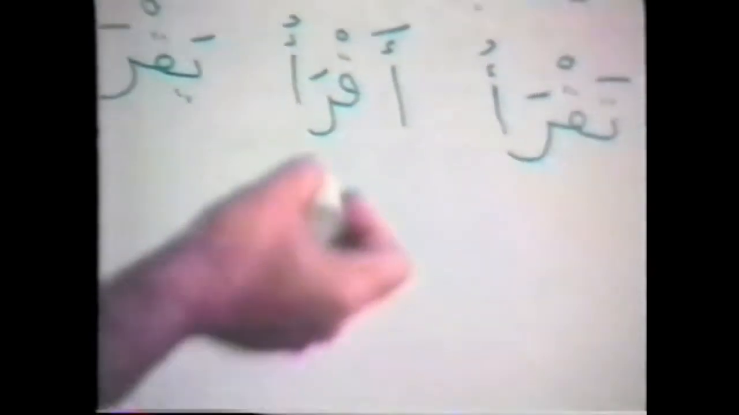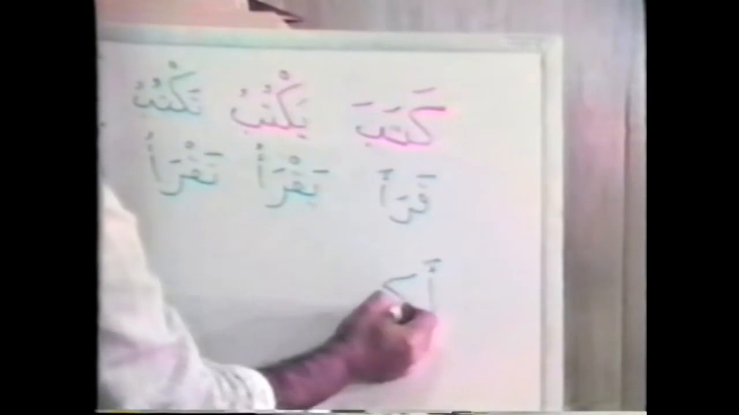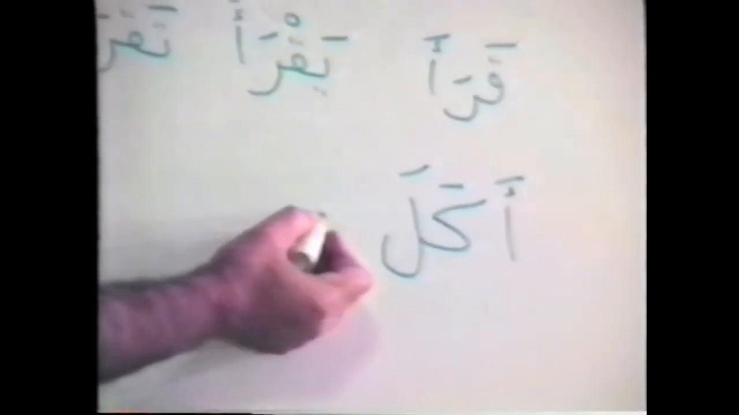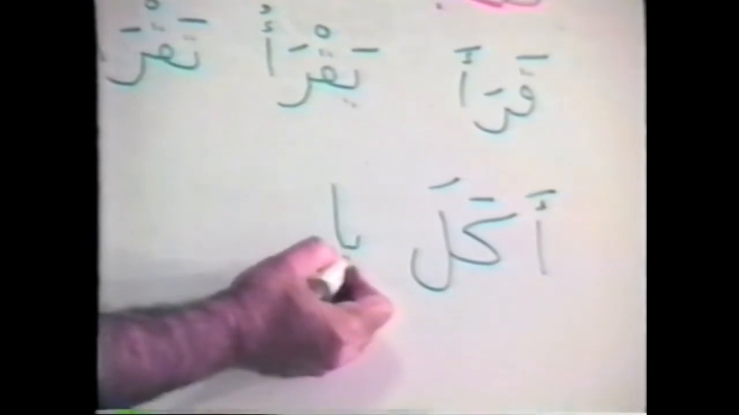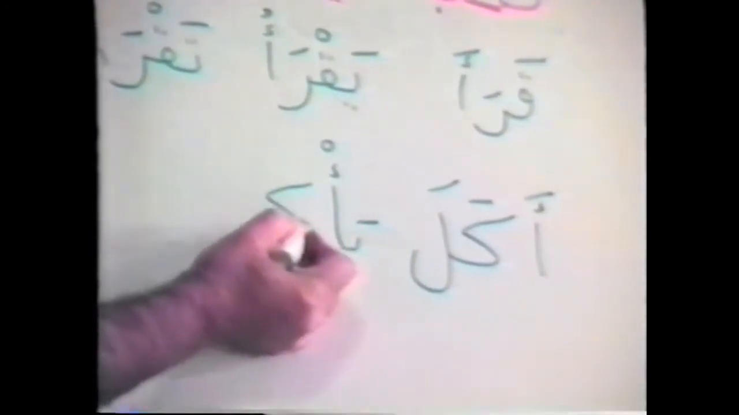Let us take another word. For example, to eat means akala. Now, he eats would be ya'kulu. Do you see the trend? Ya'kulu means he eats. This is the root word, akala.